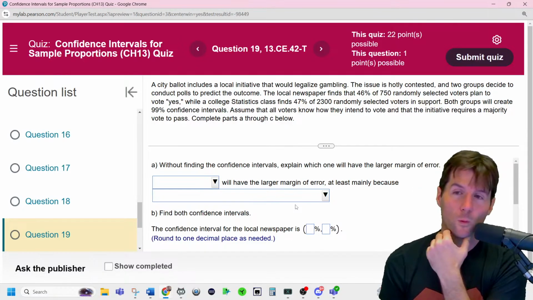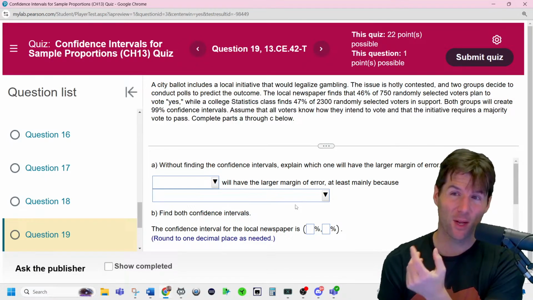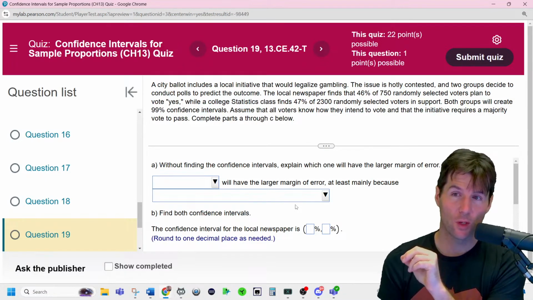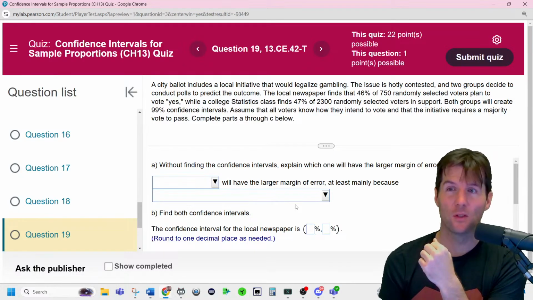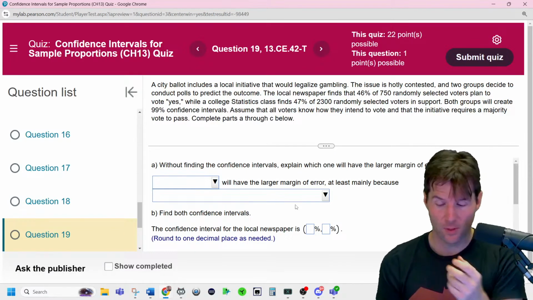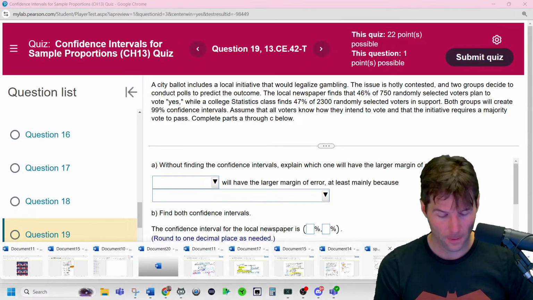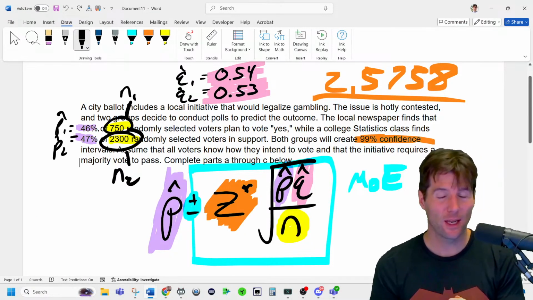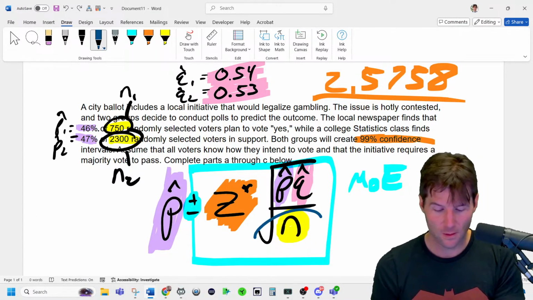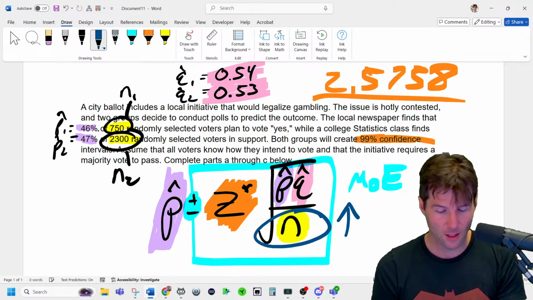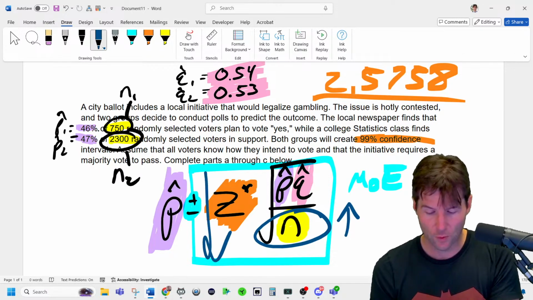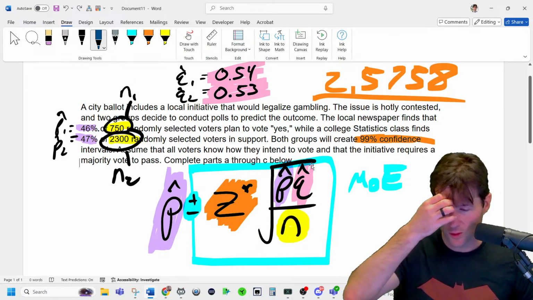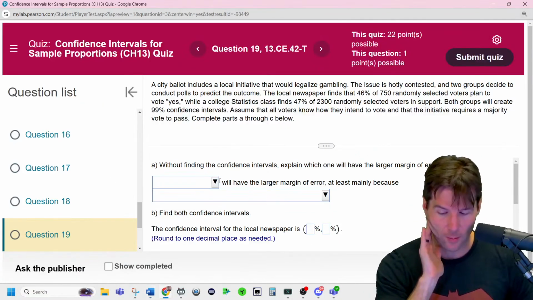So when you have n, dividing by n makes the interval smaller. So it's going to be the one with the smaller sample size because you're dividing by a smaller number. Let's look at it visually again. The only difference between these is really n. I know there's a p-hat difference, but if this gets bigger right here, the margin of error gets smaller, the whole margin of error. So it's going to be the one with the smaller sample size. The smaller sample size comes from group 1, the general public.